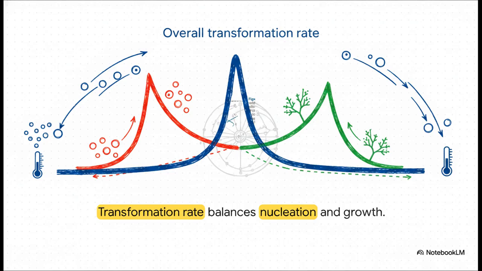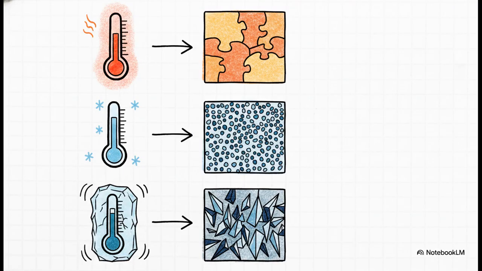See, at high temperatures, atoms are incredibly energetic and move fast, so growth is rapid, but nucleation is super slow. At lower temperatures, nucleation happens rapidly, but the atoms are way too sluggish to diffuse quickly, so growth plummets. The sweet spot? The overall rate peaks right in the middle, exactly where both of those processes overlap. And this right here is exactly where the microscopic math translates directly into our macro engineering goals.